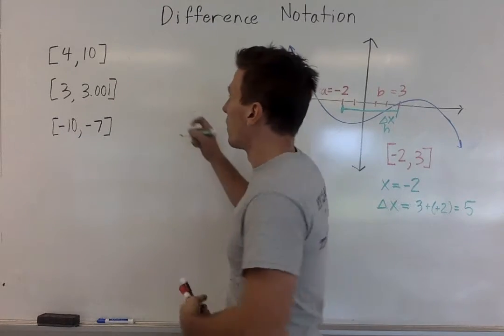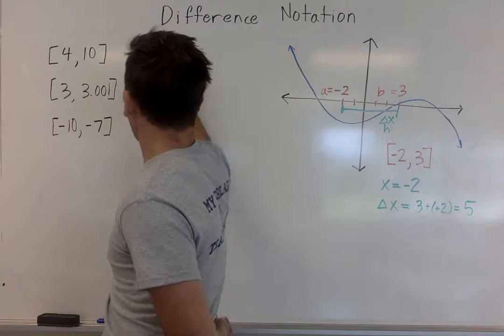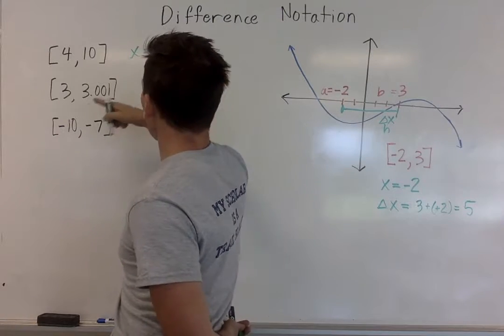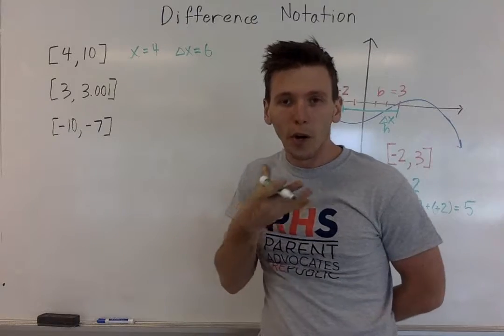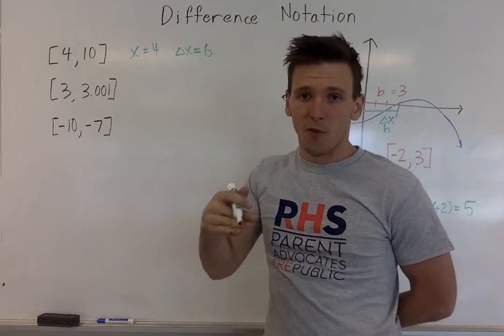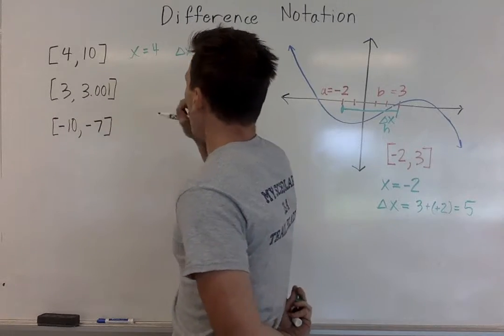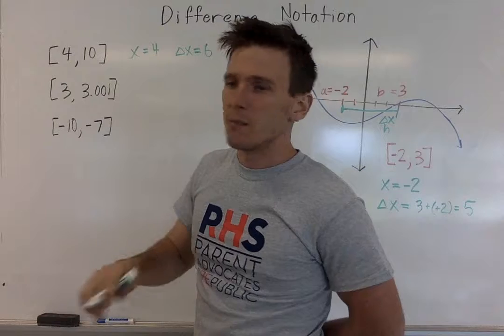For this one right here, if we're going from 4 to 10, then x is equal to 4, our starting point is 4, and delta x is equal to 6, because from 4 to 10 is 6 units, or explicitly, 10 minus 4 is 6. The same thing is going to be true here. I'm going to use h notation. It's the exact same thing. You just need to be able to recognize both.